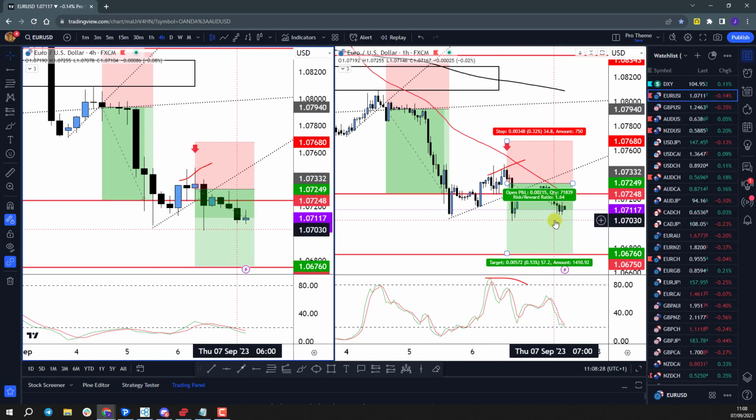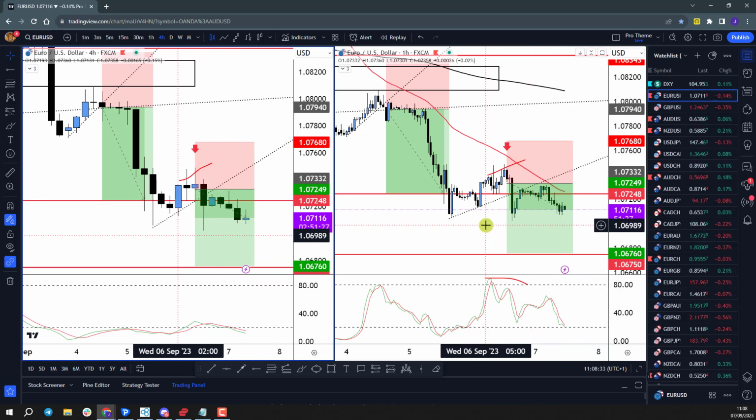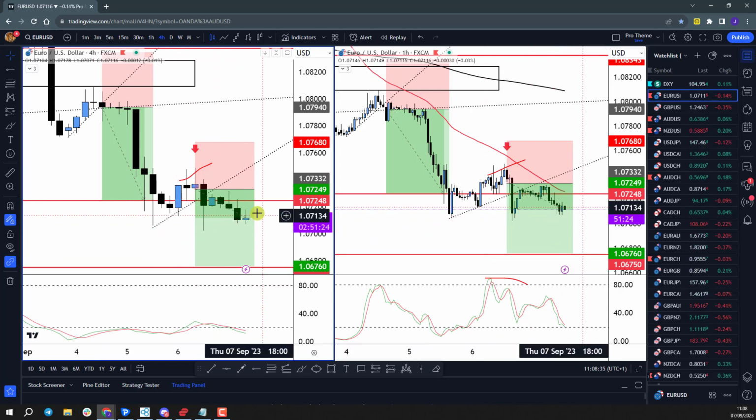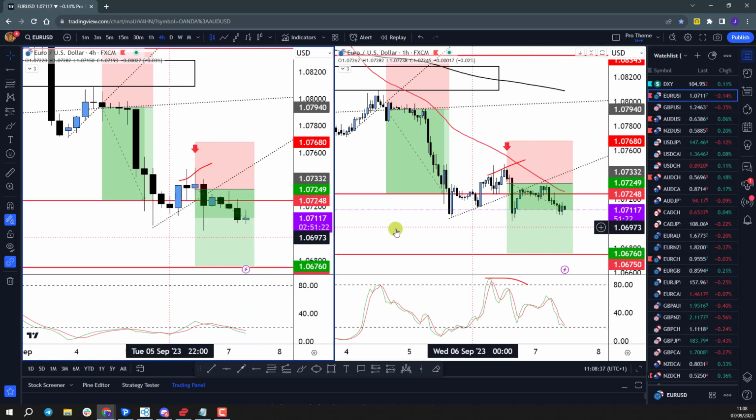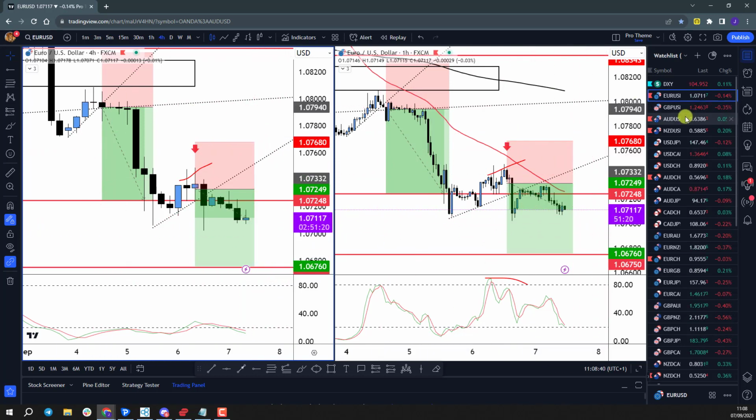Again, we do have those initial jobless claims coming out at 1:30 p.m., so that's just something I would be a little bit cautious about. But if we do get any kind of continuation here, we can definitely look for something on this market.